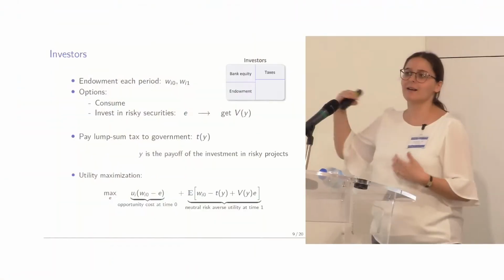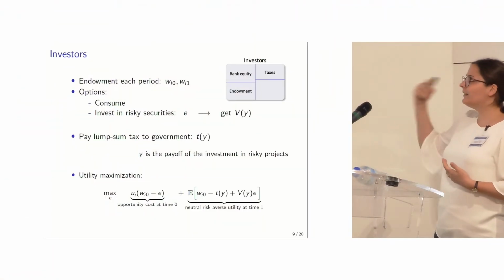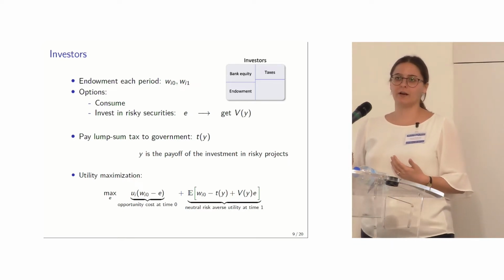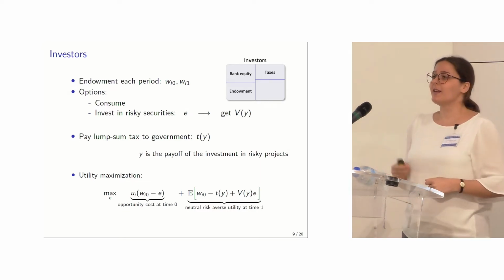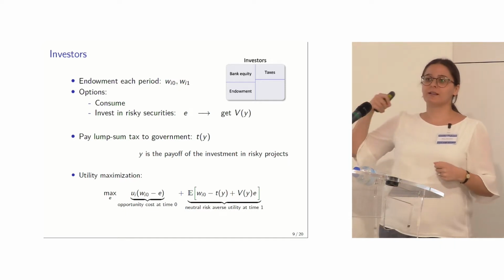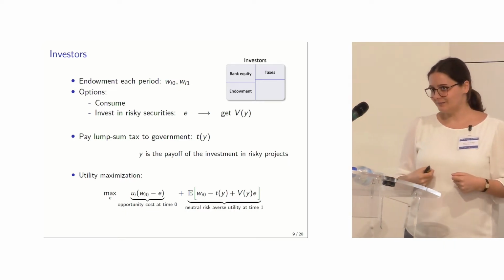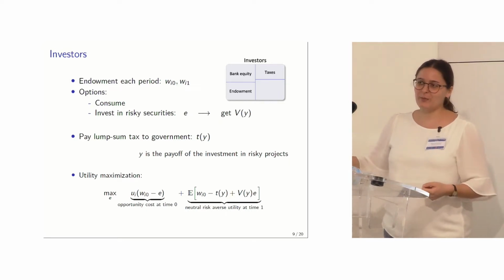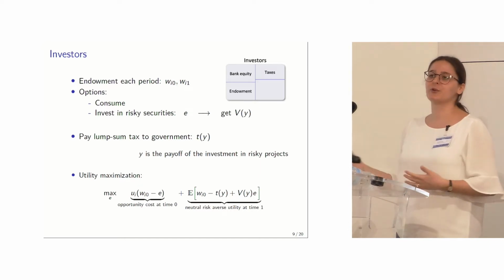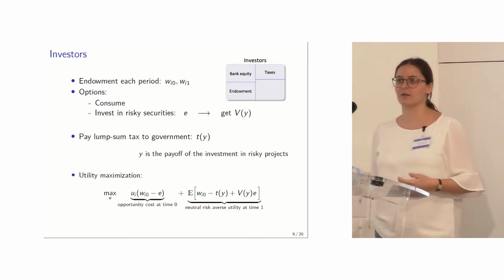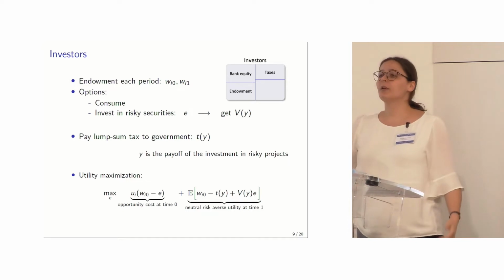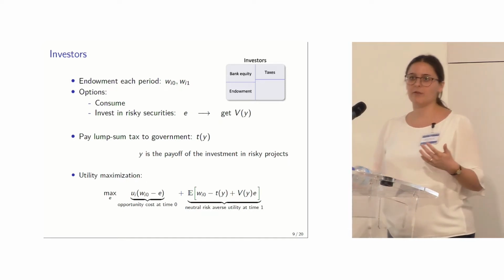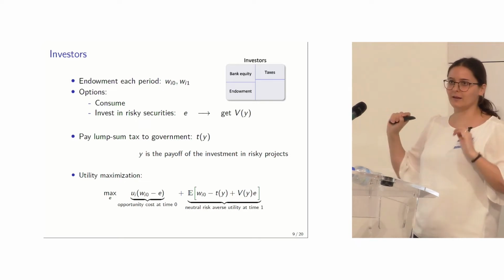Finally, investors are the last agents of our model, and again, they maximize their utility. They are the risk-neutral players in our model, so they are the ones that can invest in risky securities. Here in the model, we make a strong assumption that risky security means bank equity, because the underlying assumption is that the commercial bank is the only one able to screen good projects, so it's the only one that can directly invest in loans. And finally, they are going to pay taxes to the government, which we are going to see in a couple of slides.